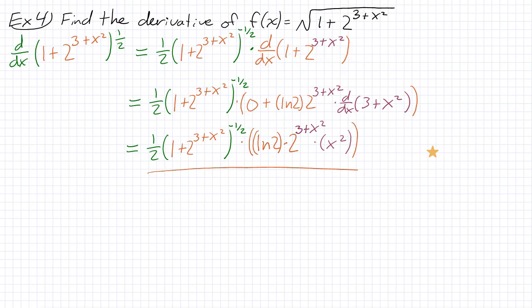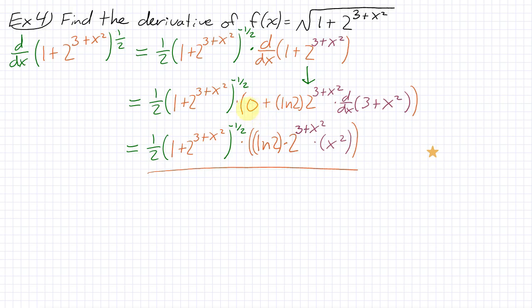Now the inner function itself is also a composition because there's the 2 to a power. That's like the outer function is 1 plus 2 to a power. And then the power itself, 3 plus x squared, is the inner function. So to go from here to here, we're using the chain rule a second time.